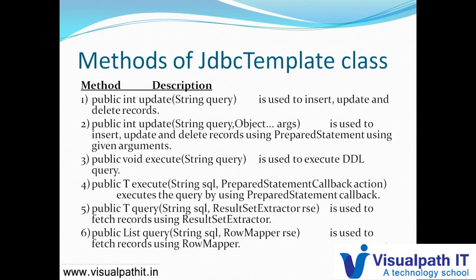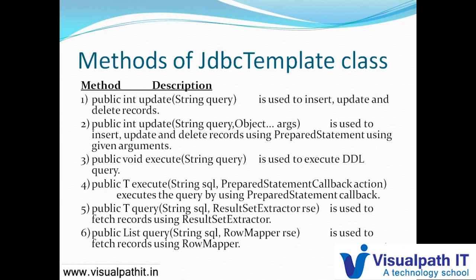Then let's learn about the methods of the JDBC template class. The methods and their descriptions are as follows. First is public int update(String query). This is used to insert, update or delete records. That is, whatever the operation done, that will be updated. Next, the same query with object arguments. This is used while using the prepared statement for the given number of arguments.